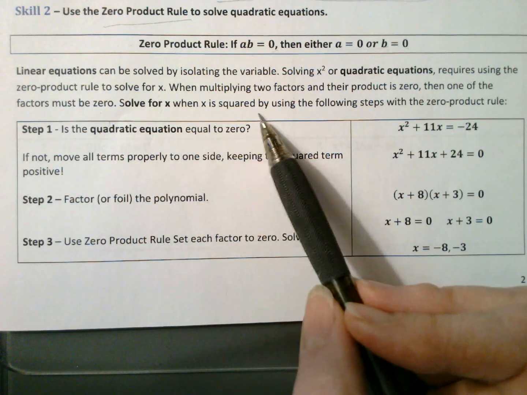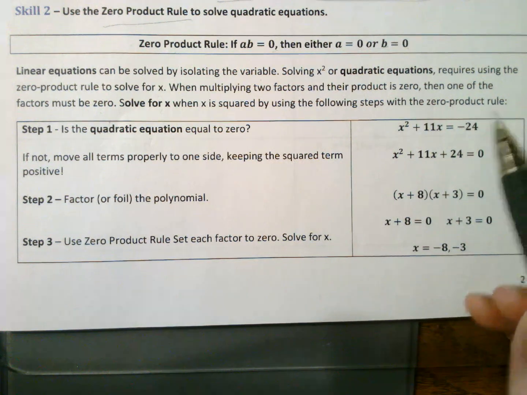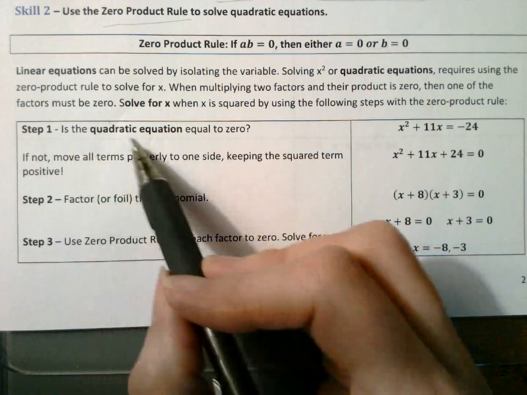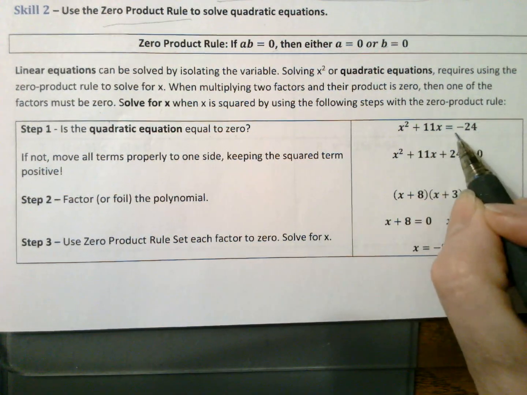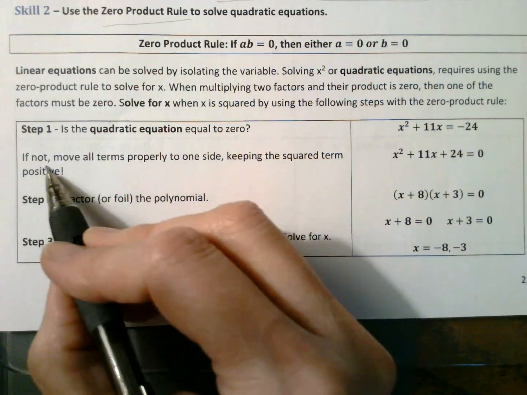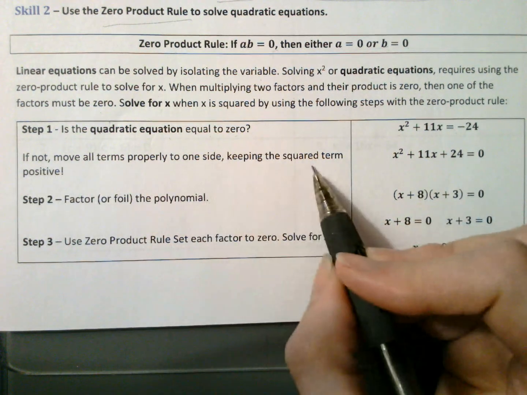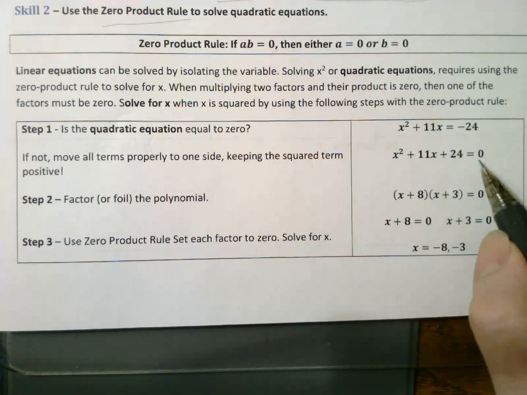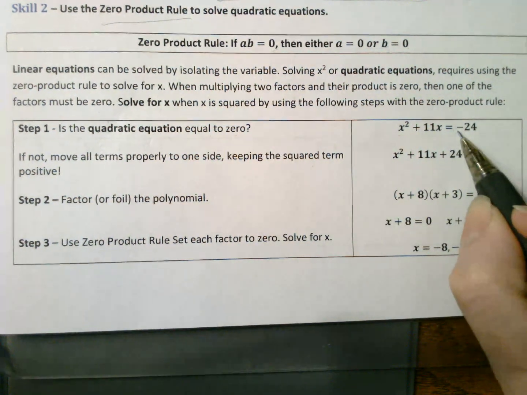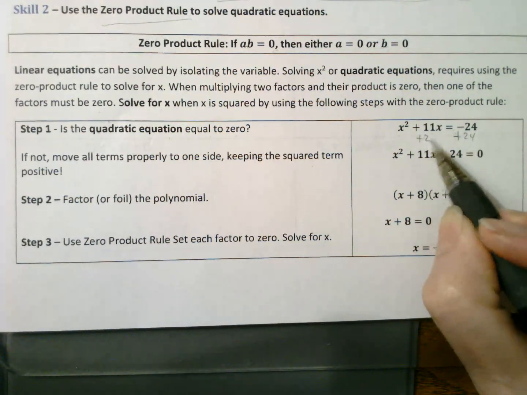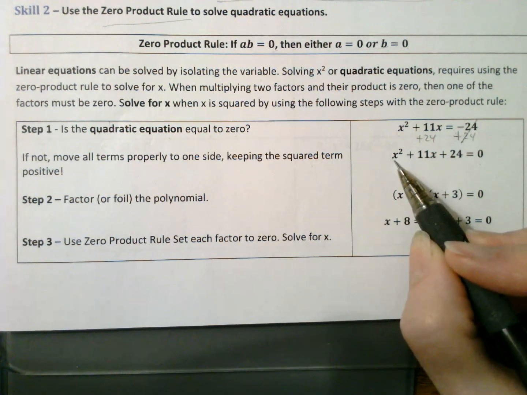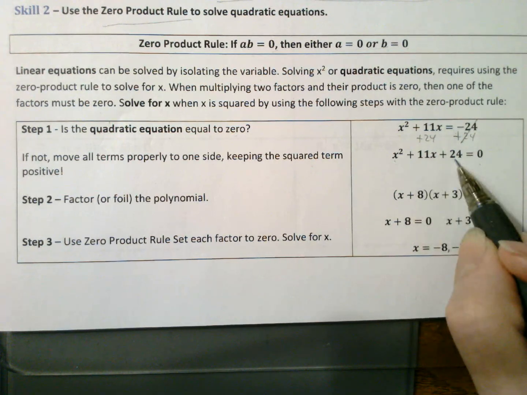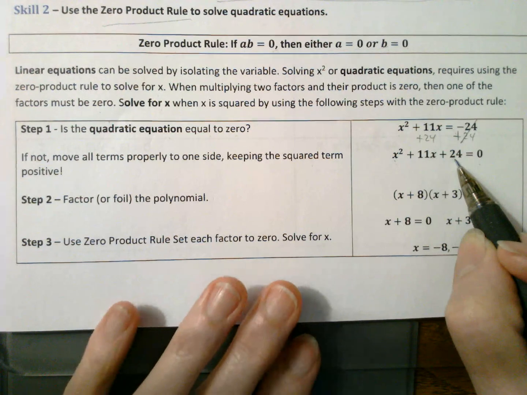So solve for x when x is squared using the following steps with the zero product rule. Here we go. Step 1, is the quadratic equation equal to 0? So look at this one. There's not an equal 0 here, so that's a no. So if not, move all terms properly to one side. Using DCMI, you want to move by adding its opposite. So we're going to add 24 to both sides. That gets rid of it over here, and there's my equal to 0 that I'm required to have to solve a quadratic equation, okay? These are not like terms. Don't put them together. Make a trinomial out of that, okay?